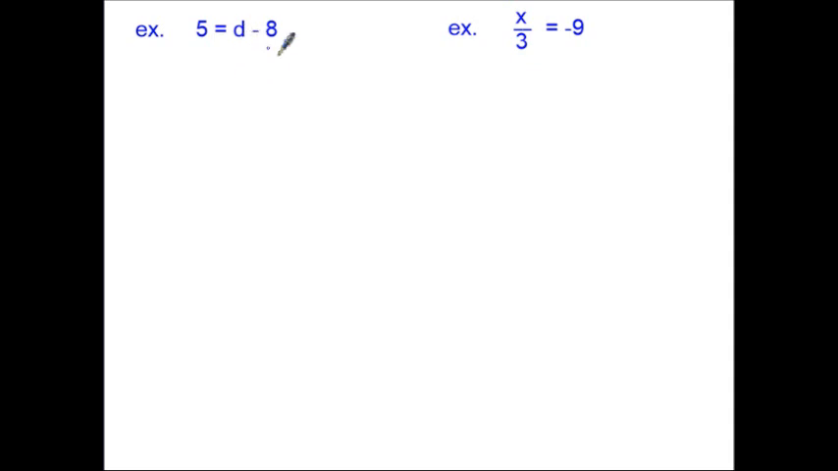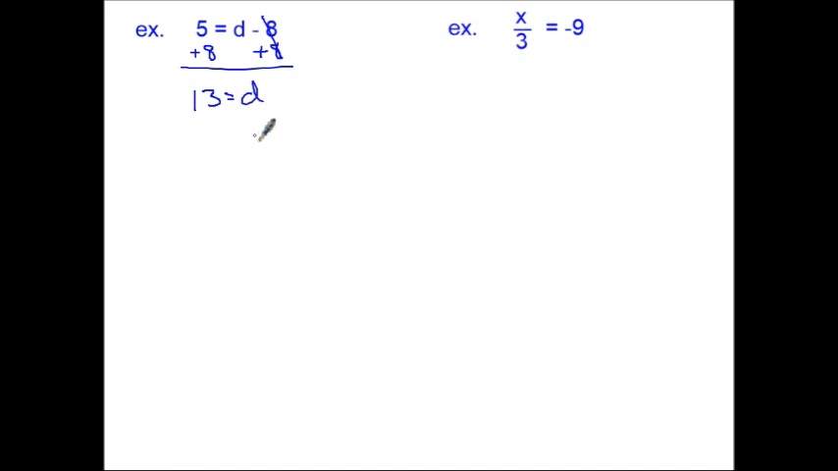So look at the side with the variable on it, in this case the right side, and undo whatever is on that side. So now a minus 8, I need to undo that with a plus 8, again doing it to both sides. 5 plus 8 gives us a 13. There's my equal sign. The 8's cancel and leave me with a d.